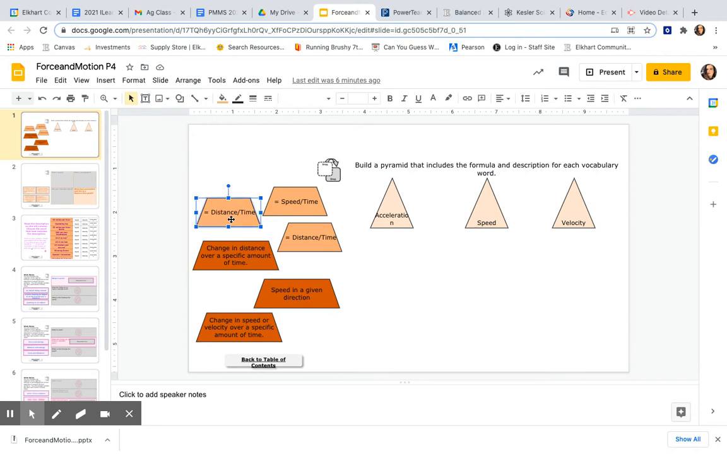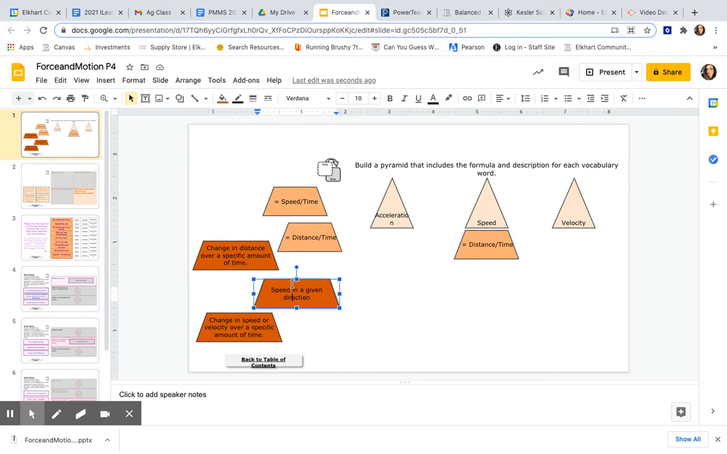Would it be distance and time? You would take it and put it here. And then you would look over here and decide which one would go next. Change in distance over a specific amount of time, speed in a given direction, or change in speed or velocity over a specific amount of time. Let's just say that it's this. That doesn't mean that these are the right answers.